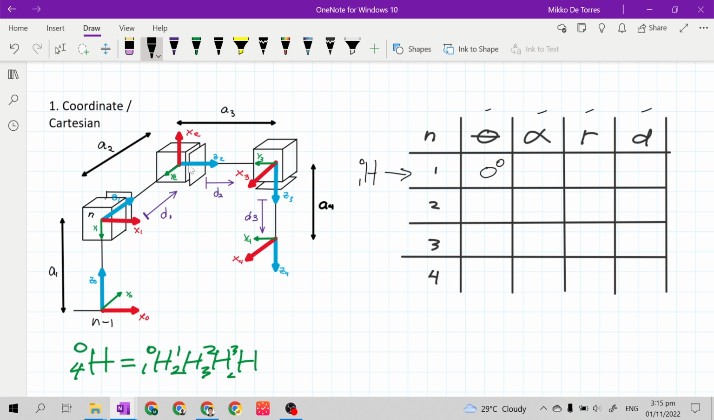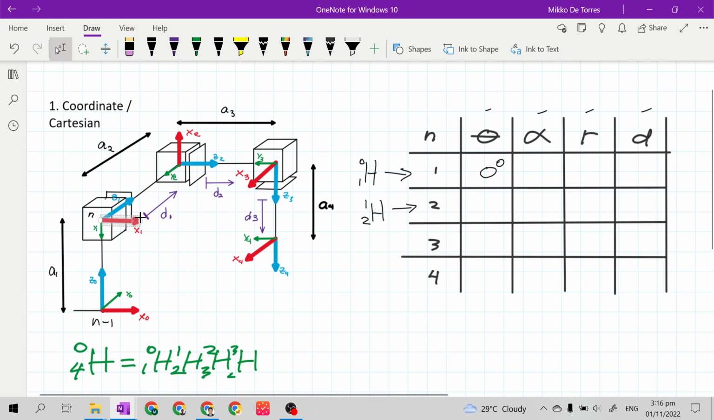Next is theta of frame 1 and frame 2. This is for the homogeneous transformation matrix of 2 relative to 1. Our frame n minus 1 now is frame 1, and our frame n is frame 2. Our x sub n minus 1 is x sub 1, and our z sub n minus 1 is z sub 1. Sorry, x sub n is x sub 2. Again, theta is the required rotation angle to match x sub n minus 1 to x sub n.